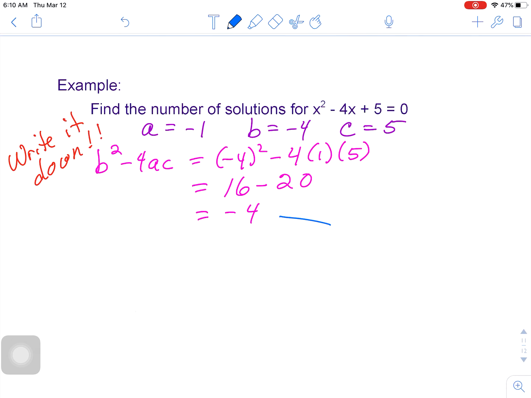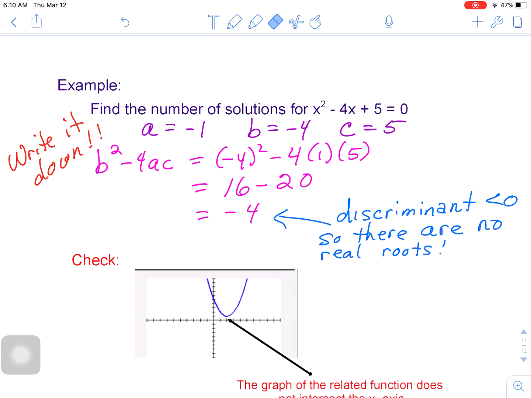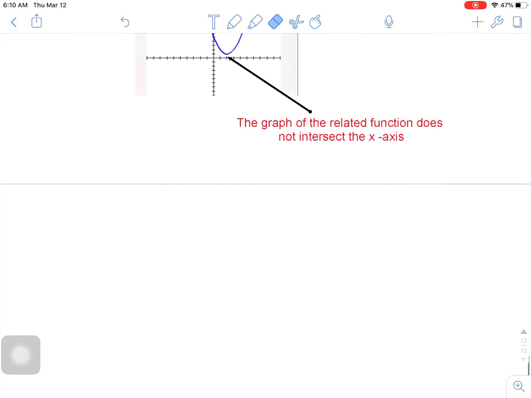Okay? So here, our discriminant is less than 0. So there are no real roots. All right, and we can check it, putting it in the graphing calculator, and we see it doesn't touch the x-axis. And if it doesn't touch the x-axis, we see that there are no real roots.